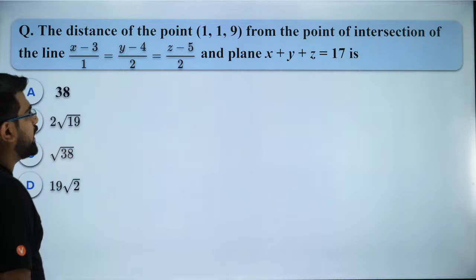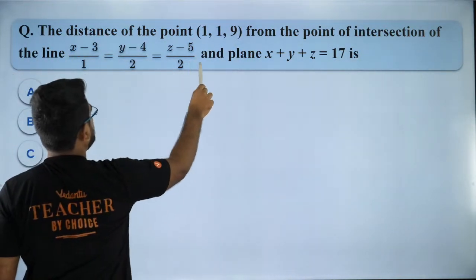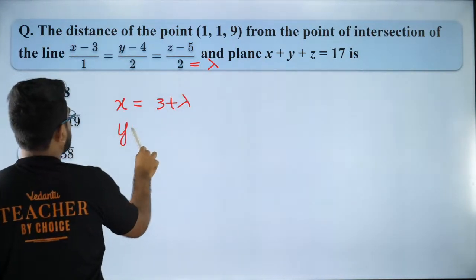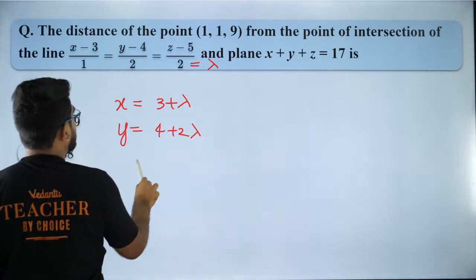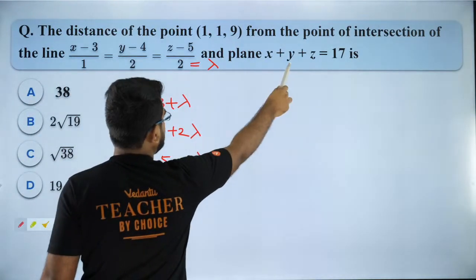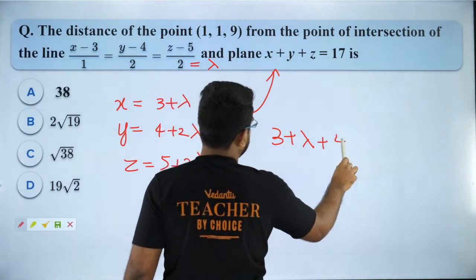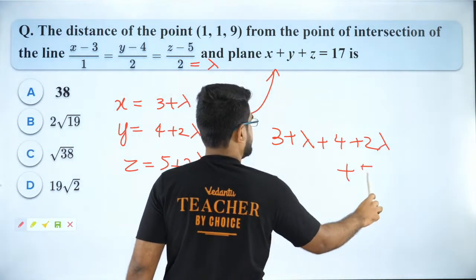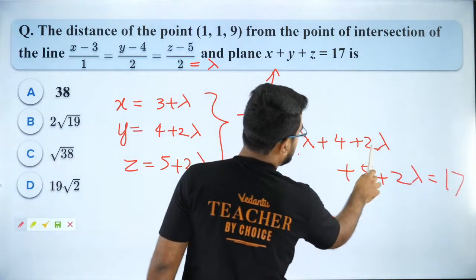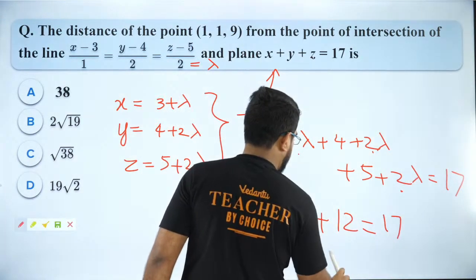So what is the distance of this point from the point of intersection of this line with the plane? Any point on this line, if I take it to be equal to lambda, I can write any point on this as x equals 3 plus lambda, y as 4 plus 2 lambda, and z as 5 plus 2 lambda. So that is any point on this line. Now if it lies on this plane, then it has to satisfy the plane equation. So x plus y plus z is what? You tell me. Is equal to 17, right? So that is 5 lambda plus 12 is equal to 17. So lambda is equal to 1.